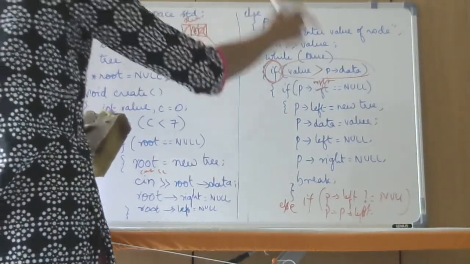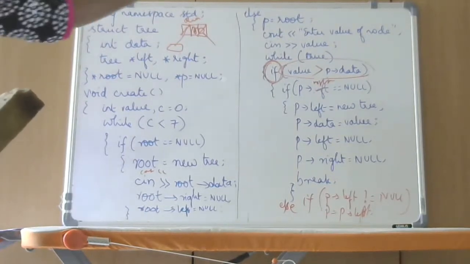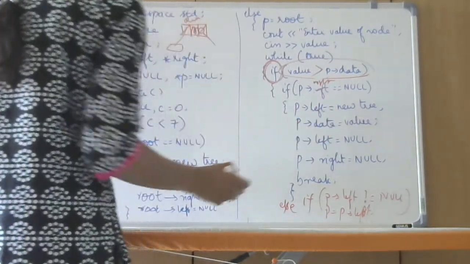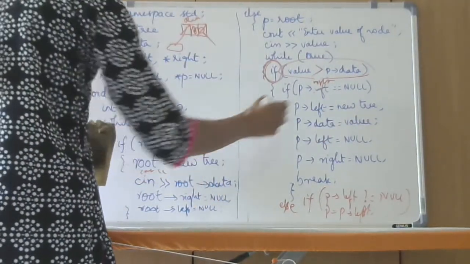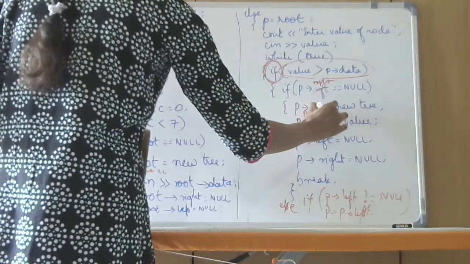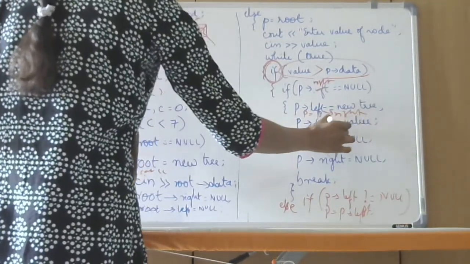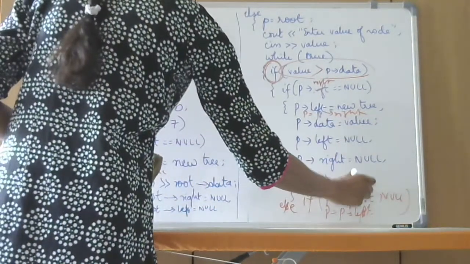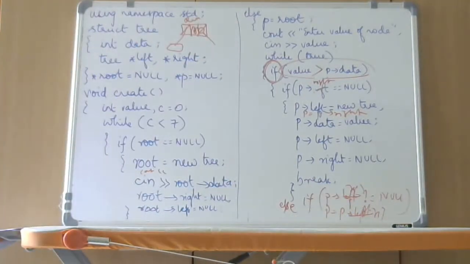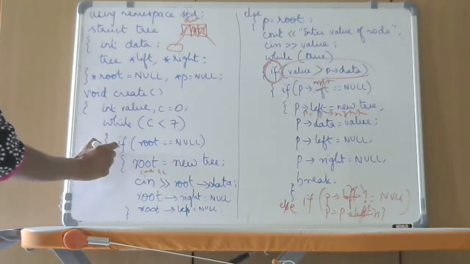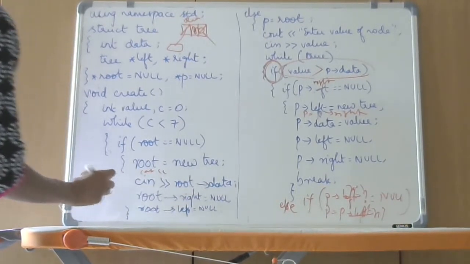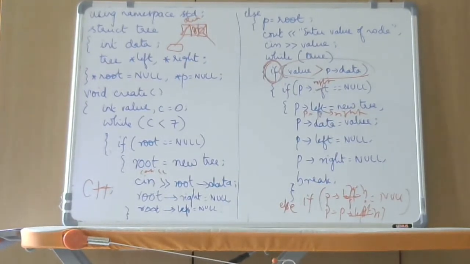So if P of right is null, that means there are no nodes on the right side at all, then this node itself will become the only node on the right side. So new of data, okay, new tree, you make a space actually. P is equal to P of right, then P of data will be value, left is null, right is null, and then break. Else if P of right is not null, then P is equal to P of right. This is how we try to do. And then before I come out of this while loop, I will put C++. That means I have added one node, so I will increment the counter. So this is how I try to add.